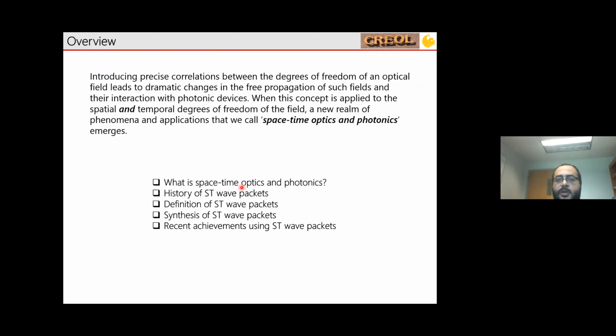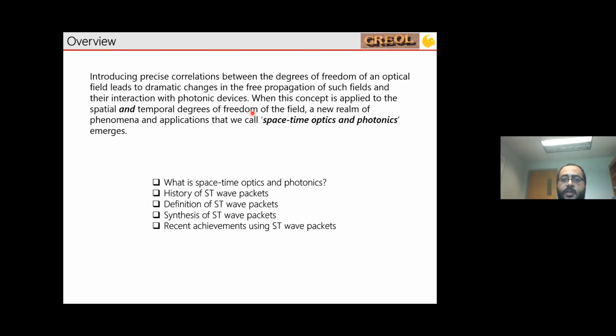What I am going to be talking about today is what are the consequences of manipulating the spatial and temporal degrees of light, not just at the same time, but jointly manipulating them and creating optical fields in which the spatial and temporal degrees of freedom are inextricably linked. The consequences of that we have found over the last couple of years is that the propagation of such fields follows very different rules in free space, and the interaction of these fields with photonic devices is quite distinct from the interaction of traditional pulsed beams with these devices.